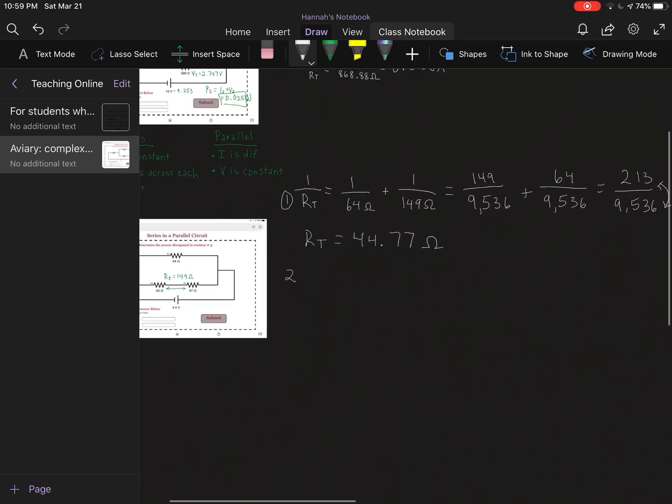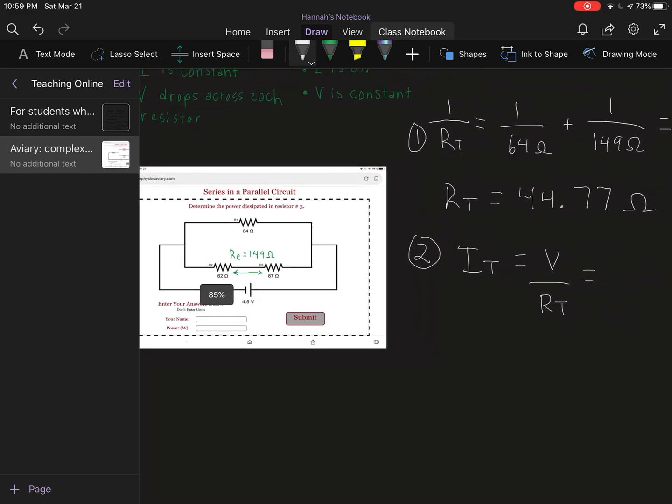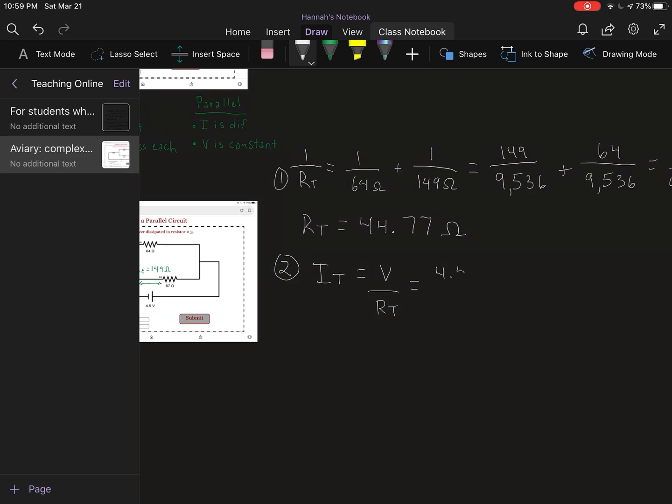Okay, so then for step 2, I'm going to do what? Right. We're going to solve for our total current by doing voltage divided by total resistance. Okay, our voltage this time is 4.5 volts. And our total resistance is 44.77. This is probably looking like 1 over 11-ish. I do 4.5 divided by 44.77. And my current that I'm getting is 0.10, and I'm going to round to 1. Okay, and that is amps.